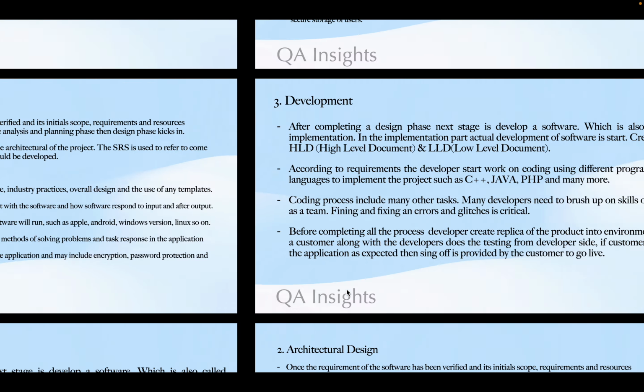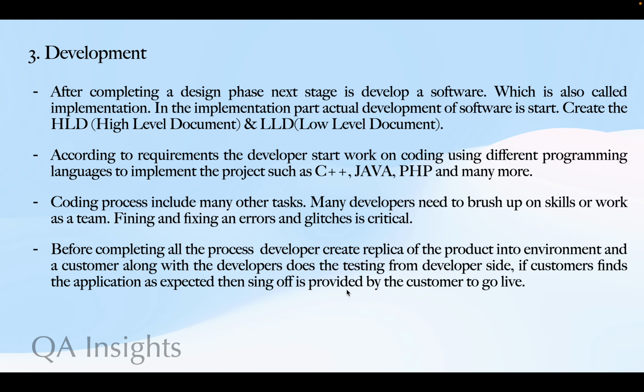The next phase of the SDLC life cycle is development. After completing the design phase, the next step is to develop the software, which is also called the implementation phase. In the implementation phase, the actual development of the software starts. The high level documentation and low level documentation are created by the developers.